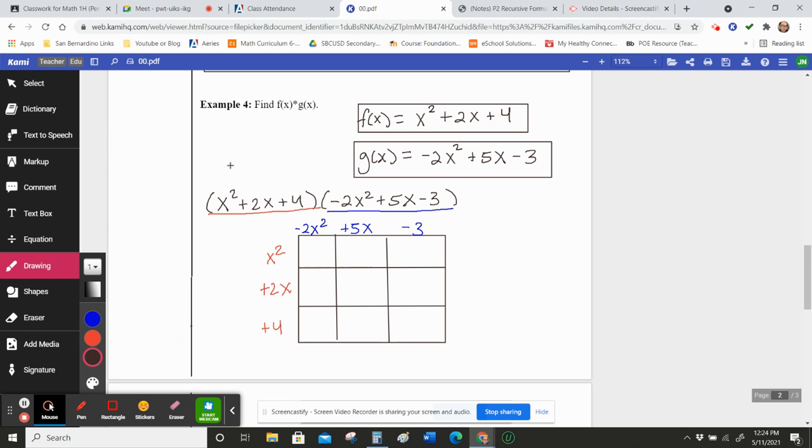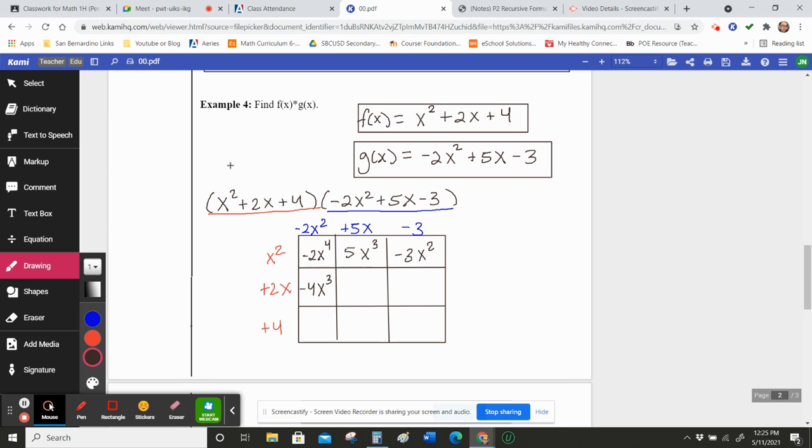So negative 2x squared times x squared, we get negative 2x to the power of 4. We add up the powers, right, because we're multiplying. 5x times x squared, we have 3 x's in total, so we get 5x to the power of 3. Negative 3 times x squared will give you just that, negative 3x squared. Negative 2x to the power of 2 times 2x, we multiply this out, we get negative 4x to the power of 3.